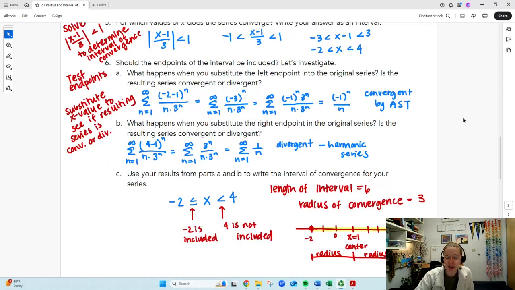And our true question here is, do I actually include -2 and 4 in my interval? I'm going to use those as testing points. If I plug in -2, that is convergent by the alternating series test, but if I plug in 4, it is divergent because it's a harmonic series. So this is what my interval of convergence looks like right there. My interval of convergence is from -2 to 4. It's centered around x equals 1, and it has a radius of 3.